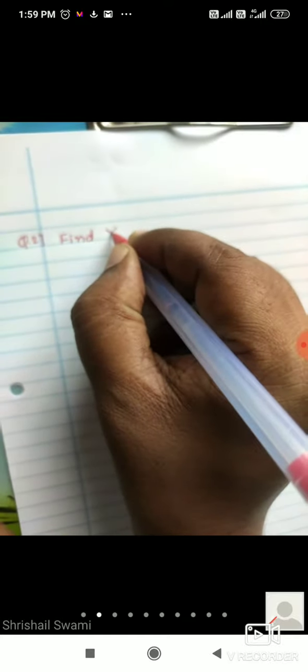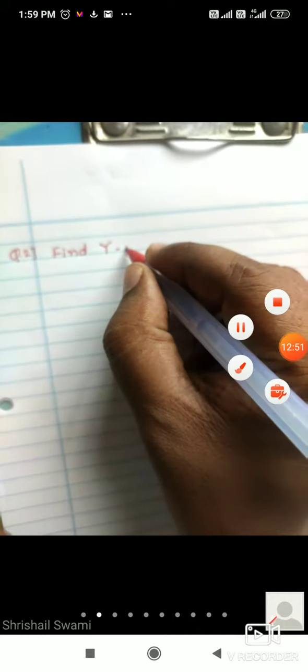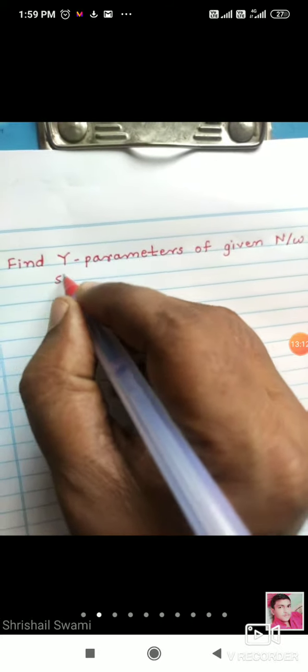Question number 2. Find Y parameters of the given network shown in the figure.